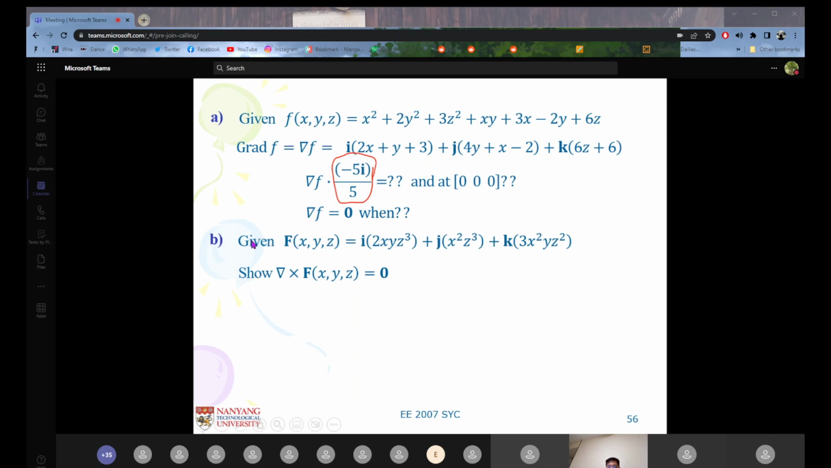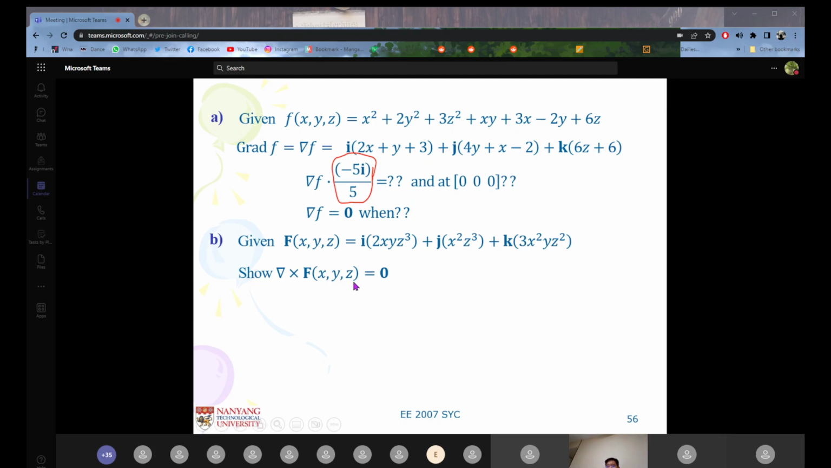So now, given this vector field given by this, I want to show that it's conservative. So I apply the del operator onto this vector field. I take the cross product. You are asked to show that it's 0.